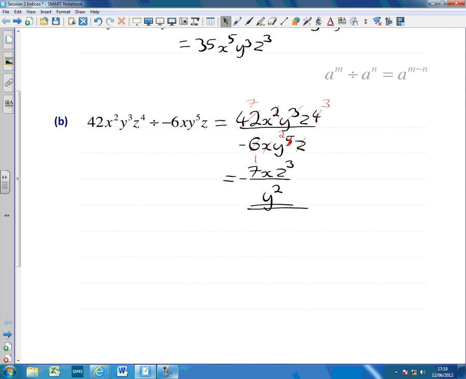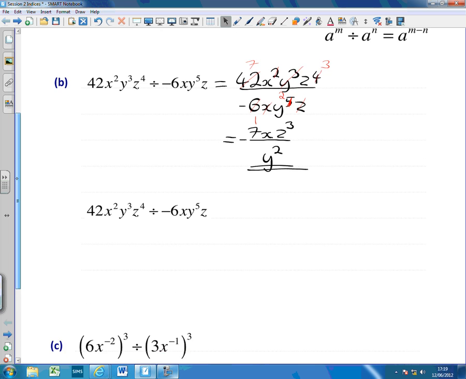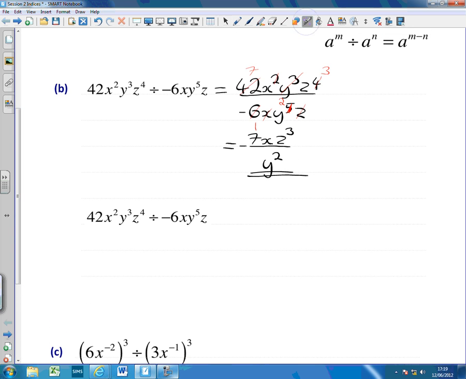Alternatively, we could recall our index law to help us do the question in perhaps a more direct way. Let me just take a copy of that. So instead we could just do 42 divided by minus 6. There we go. Then consider your x terms, x squared divided by x. Because we're dividing, we need to minus our powers, which is why we know we're going to get 2 minus 1, just a normal x.